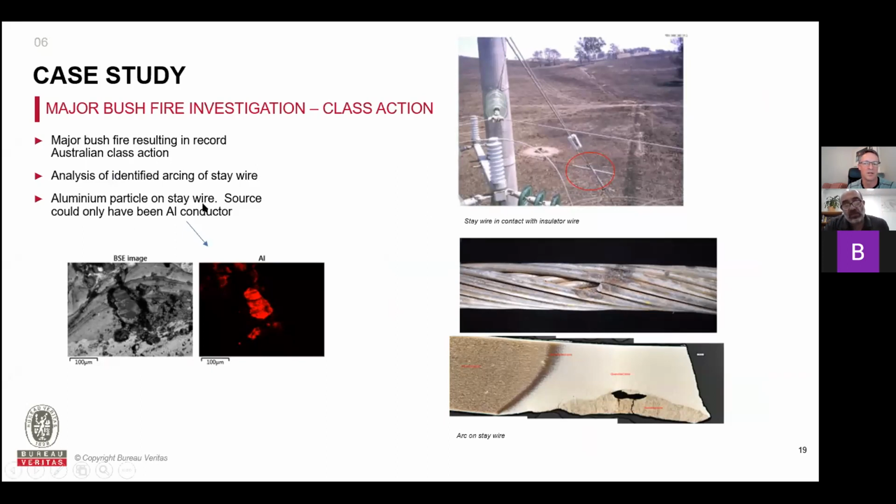Now, aluminium shouldn't be on the stay wire. The only source would be the aluminium conductor. So that is an elemental mapping where you can see the aluminium highlighted in red.